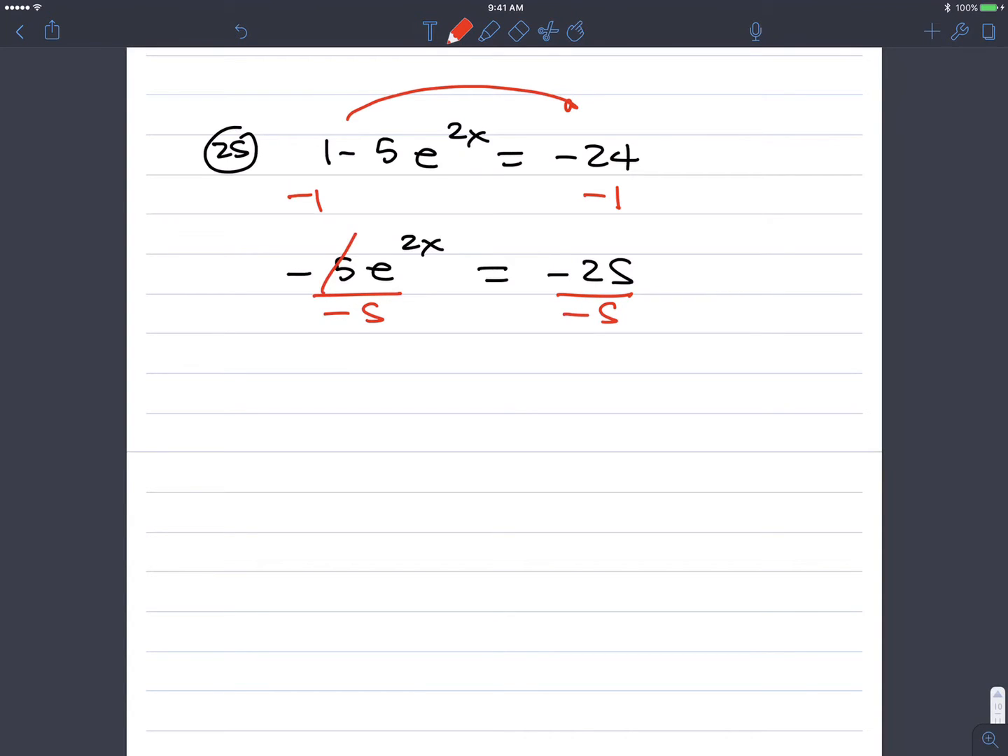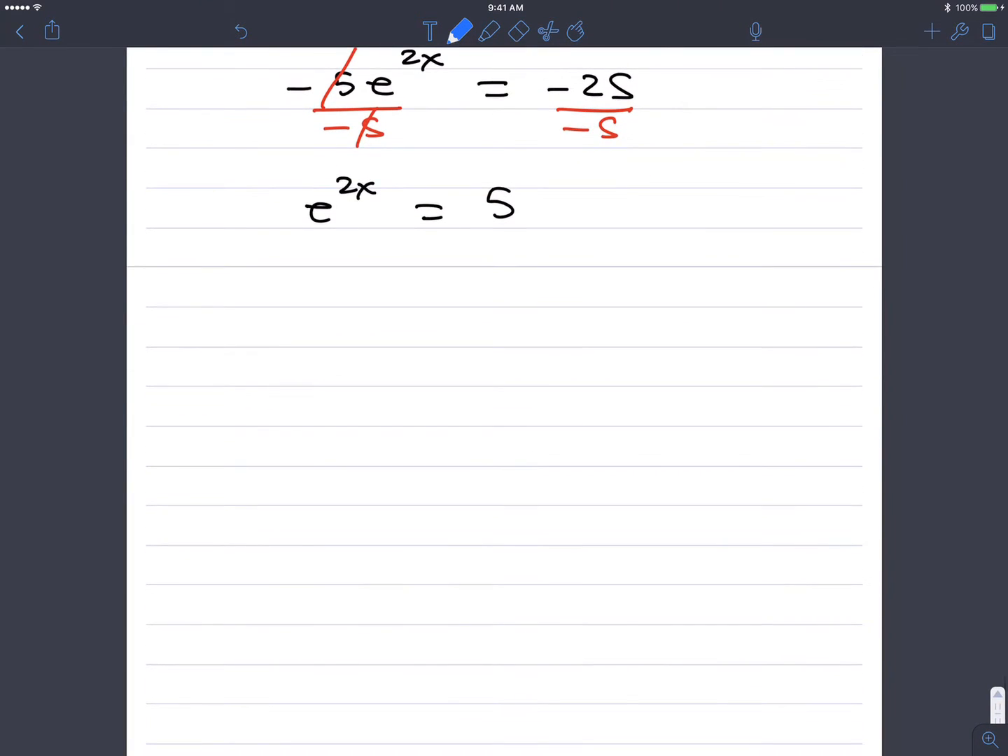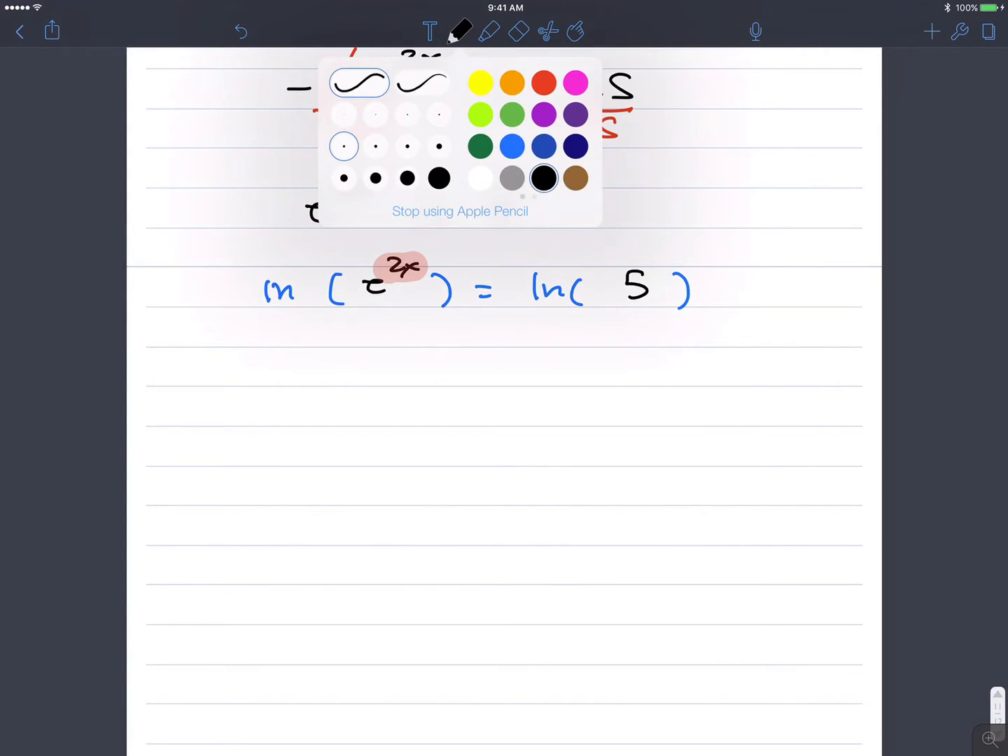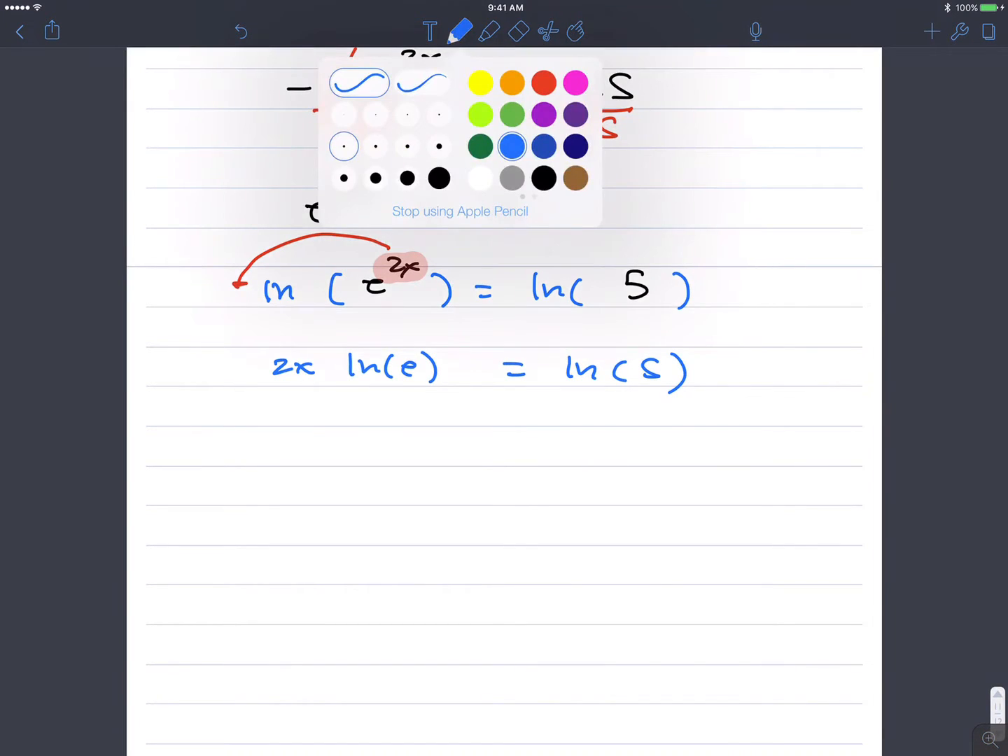Divide both sides by the negative 5 here. What you end up with is e to the 2x is positive 5. Now again, you get to take the natural log of both sides. Say the natural log of the left equals the natural log of the right. On the left side we had e to the 2x. We have the 5. Pull out your power by the power rule. You have here 2x natural log e is natural log 5.